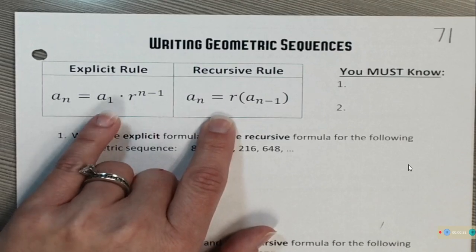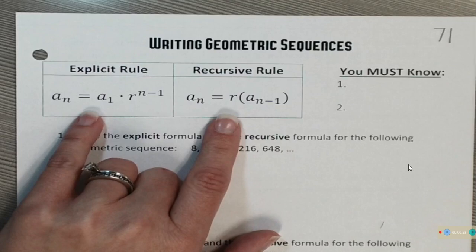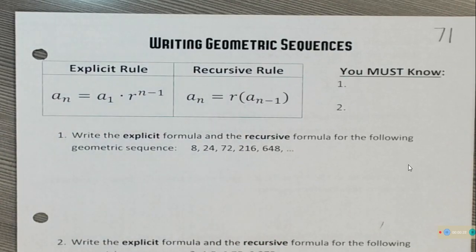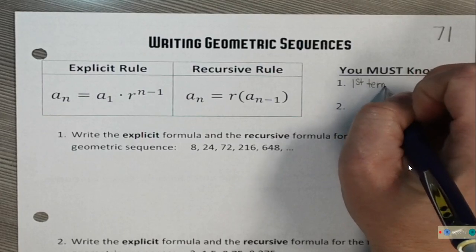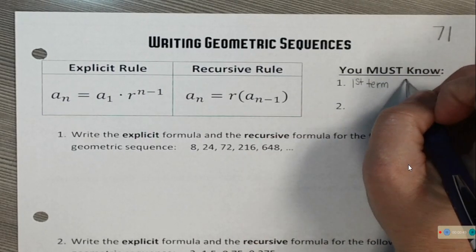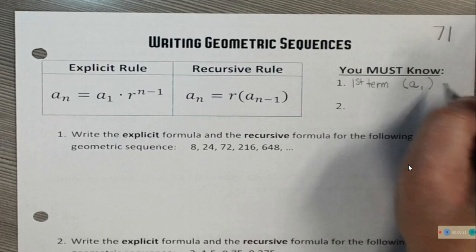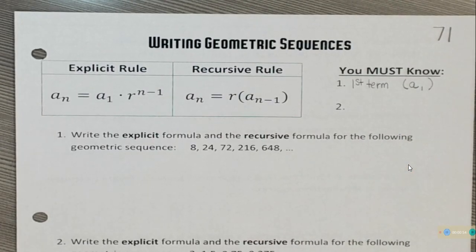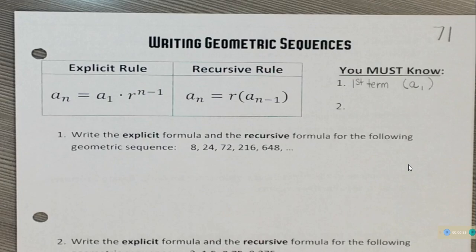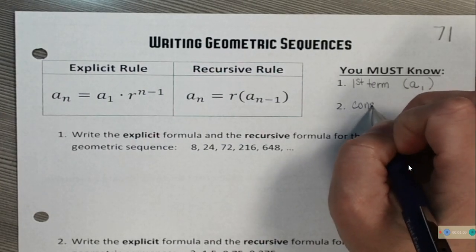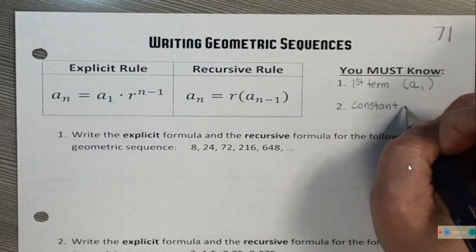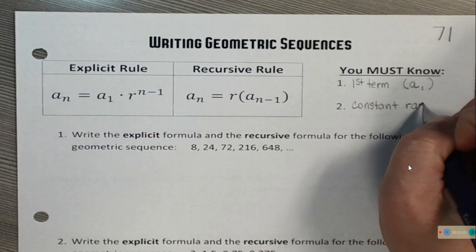Now, in order to write either of these two, in order to use a geometric sequence, you absolutely must know two things. You must know the very first term in the sequence, which is referred to as a sub 1. That is the first term. You also must know what you are multiplying by, and we call that the constant ratio. That is what you are constantly, over and over, multiplying by.